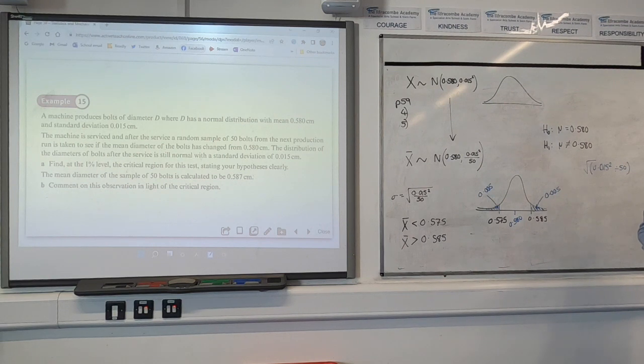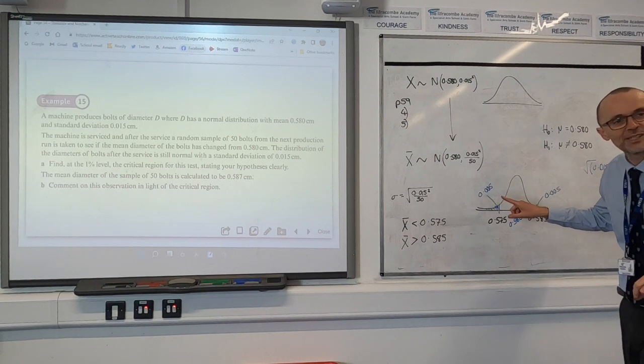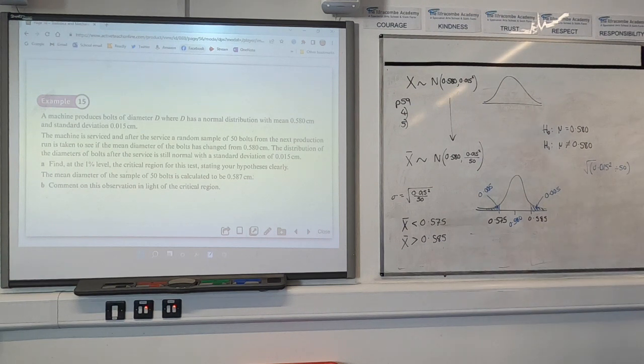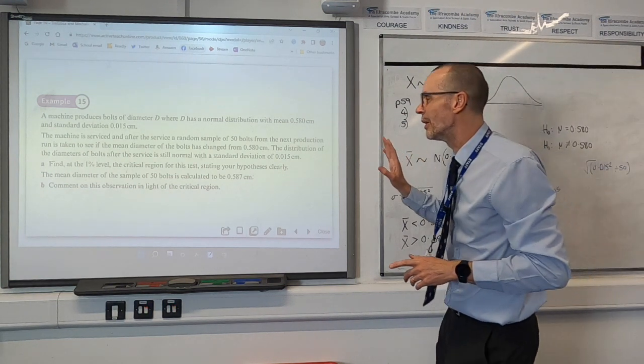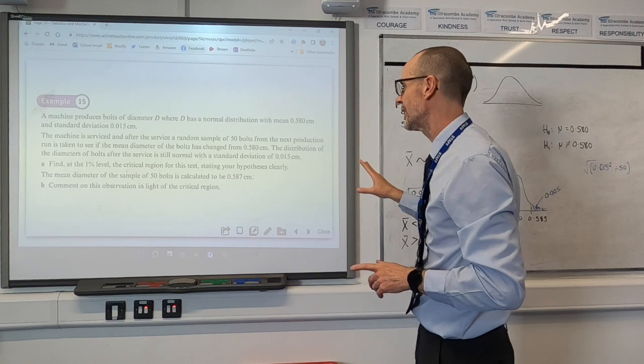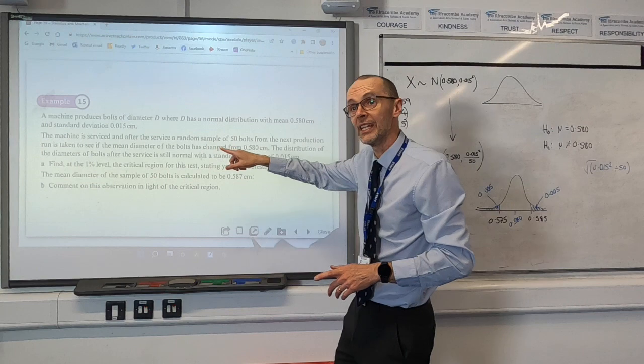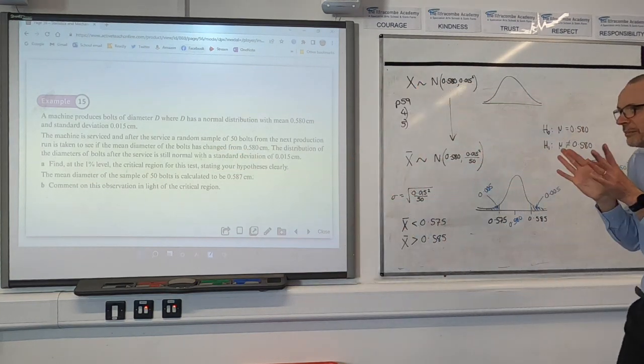Is it meant to be 0.001 because it's a 1%? No, because when it's a 1% test, but it's a two-tailed test, we halve that. So half of 1% is half a percent, which as a decimal is 0.005. How did I know it was a two-tailed test? It's because it didn't say the diameter has gone up or gone down. They just think it's changed. So there's such a subtle bit of wording.